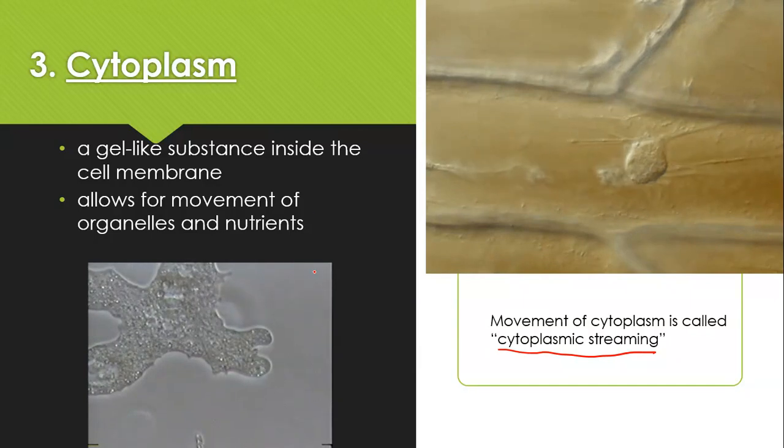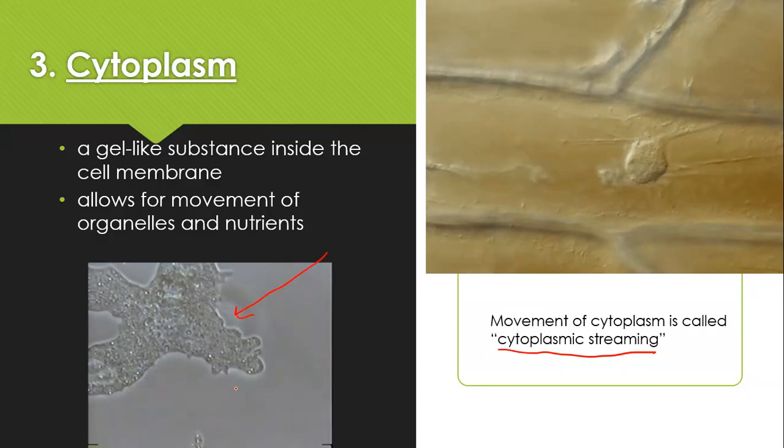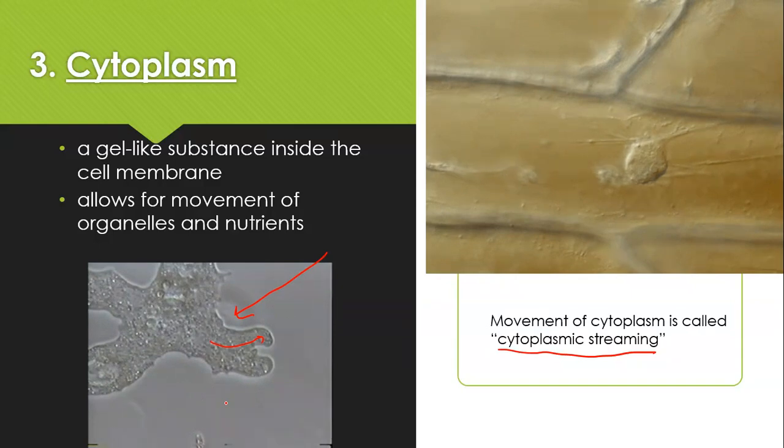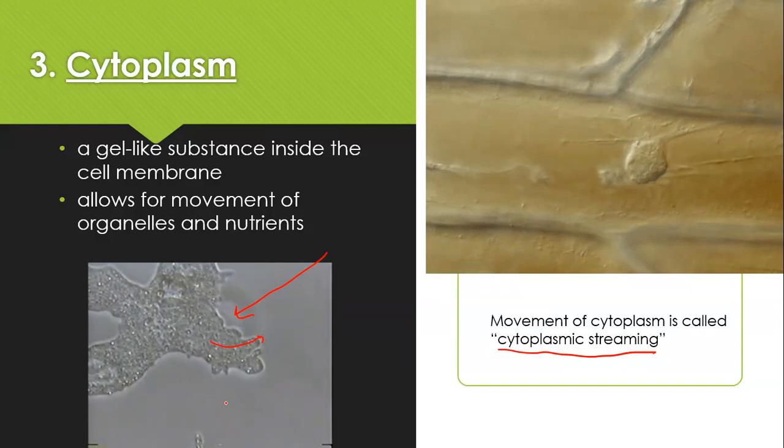Now, this guy over here, this is an amoeba. And an amoeba moves around by using cytoplasmic streaming. So it directs the cytoplasm into these things called pseudopods, and it moves around kind of like a monster out of a science fiction movie. Okay, and that's known as cytoplasmic streaming.